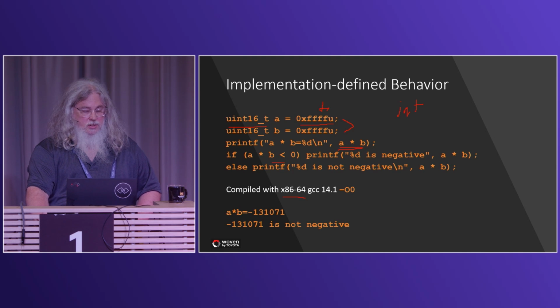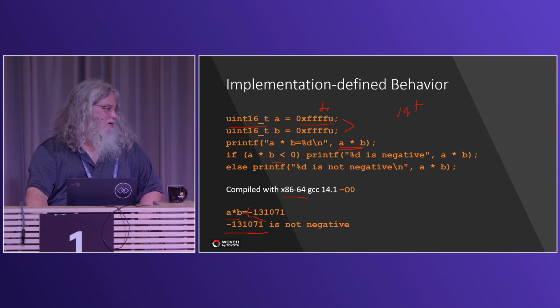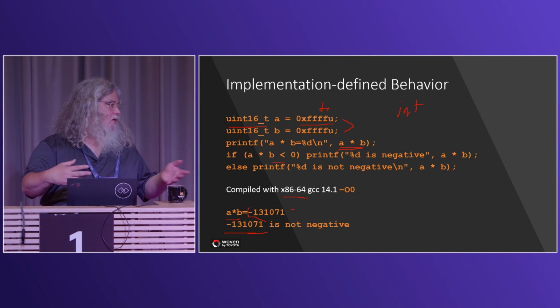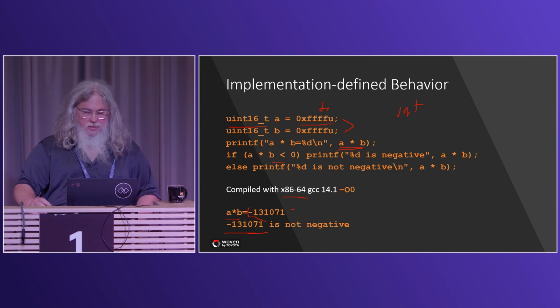So on GCC, if you multiply a times b, you get a negative number. That's not horribly shocking. But then also, this test here will tell you that that number is not negative, right? Which looks exactly like UB, like really odd statements. On Clang, it'll produce the same result, but it will tell you it's positive, right? So now different compilers give you different results, which again is indicative of UB.